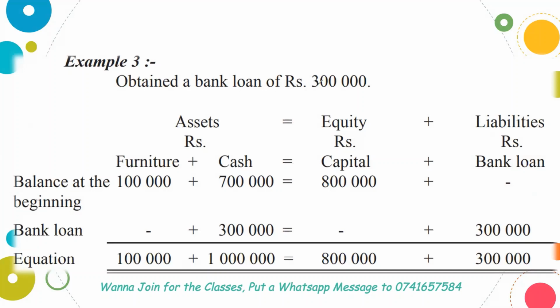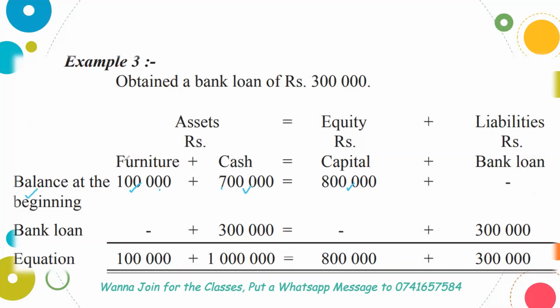Then the bank loan of 300,000 rupees. So the furniture balance is 100,000, the cash balance is 700,000, and capital is 800,000. So the addition of these equals the capital, right? So the equation is balanced.